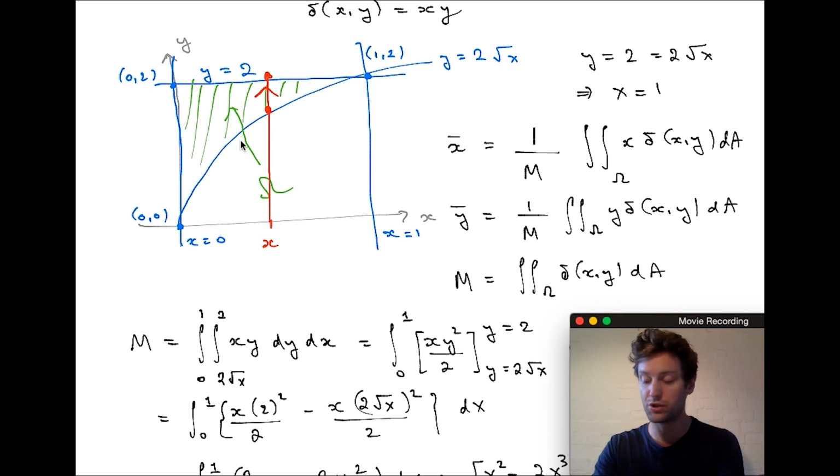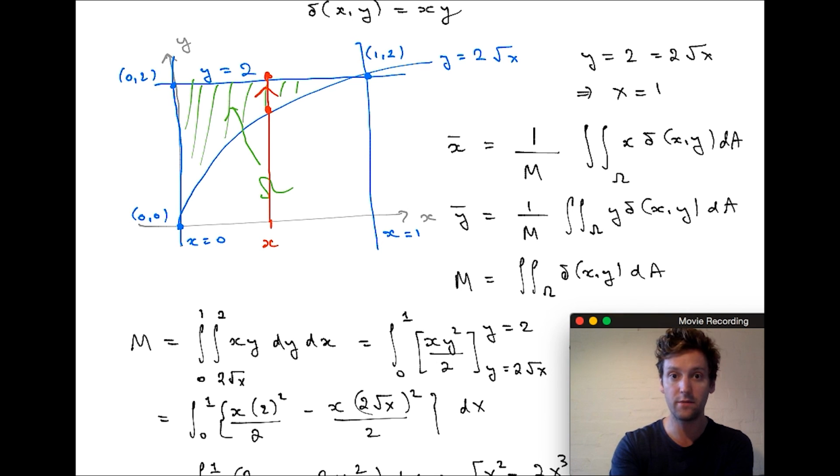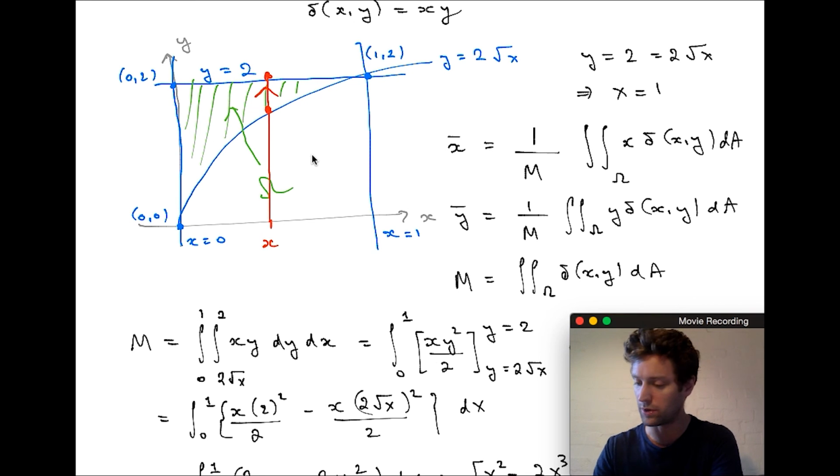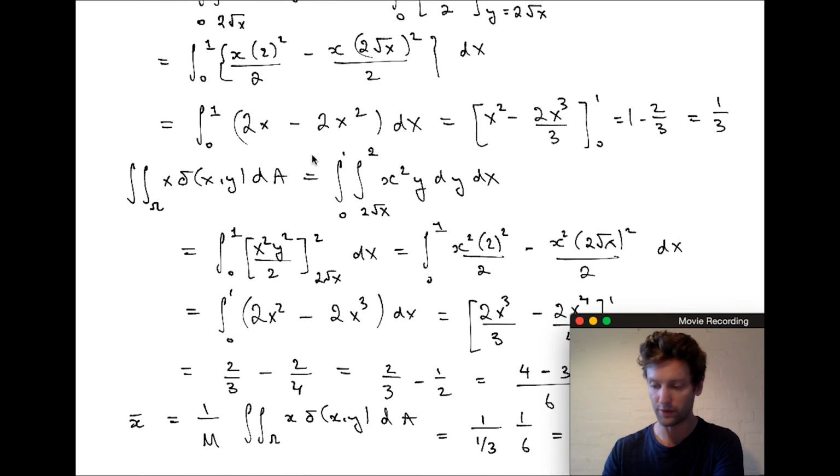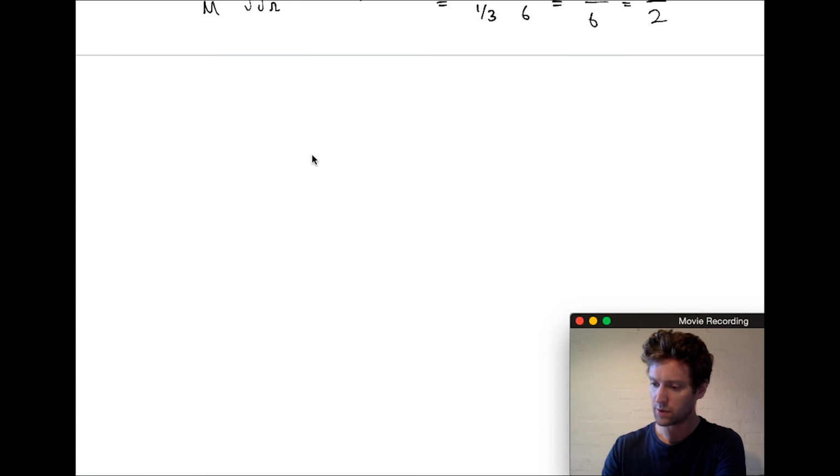And to use symmetry, I need to have two symmetries. I need to have symmetry in my density. In other words, when I swap x and y, I get the same density. That's true. But I also need symmetry in my region of integration. So if I swap x and y here, if I take the mirror image, I don't get the same region of integration. So this is not going to have symmetric center of mass coordinates. I need to do the integral itself. So let's take a look at that.